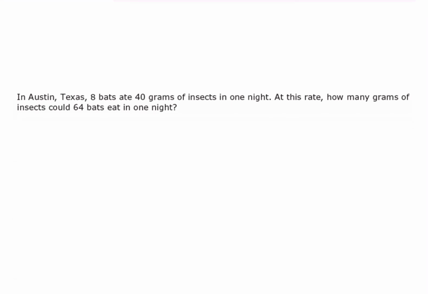And then let's look at this word problem. In Austin, Texas, 8 bats ate 40 grams of insects in one night. At this rate, how many grams of insects could 64 bats eat in one night? So 8 bats eat 40 grams. If there were 64 bats, they want to know how many grams could they eat.